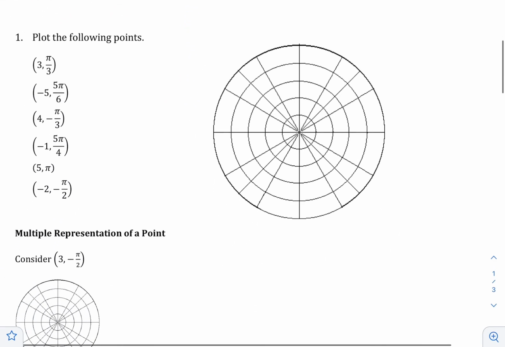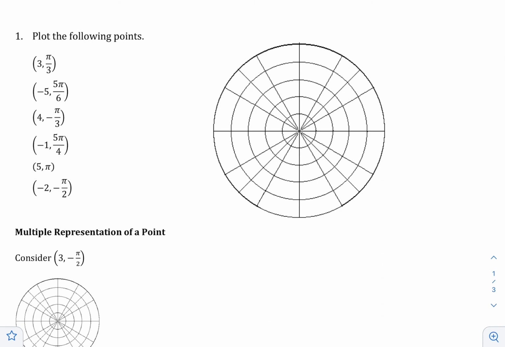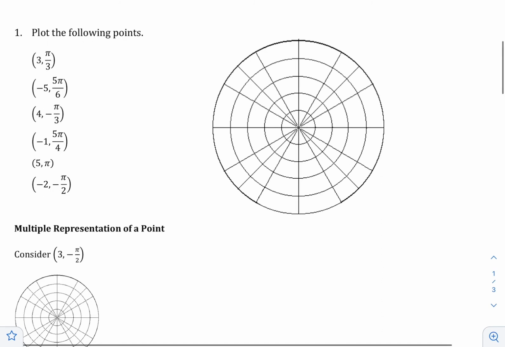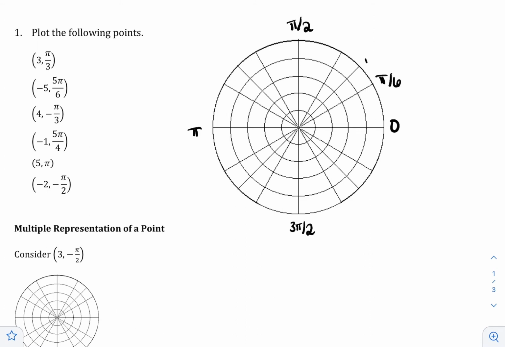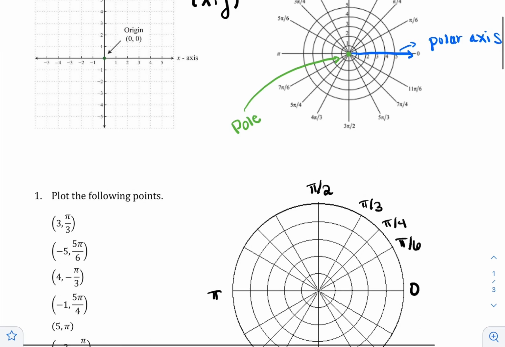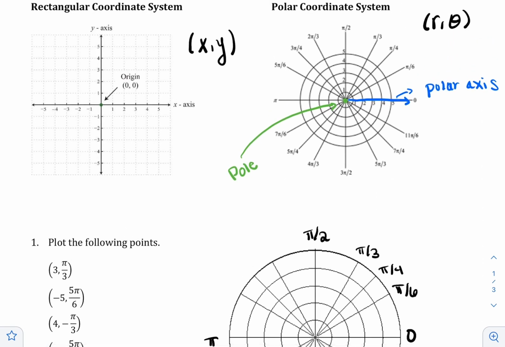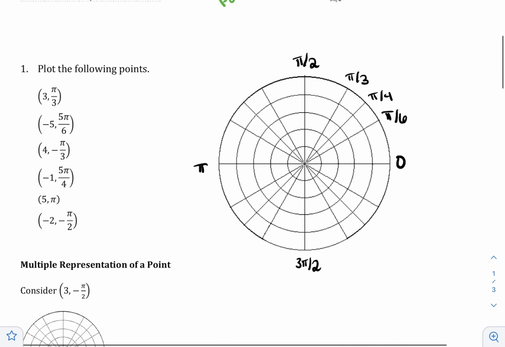So here's a blank polar coordinate system. So again, this is going to be 0. This is going to be pi over 2. This is going to be pi. And this is going to be 3 pi over 2. And then in quadrant 1, this is going to be pi over 6, pi over 4, pi over 3. Okay, so it looks very different than the rectangular coordinate system, which makes sense. It's a different system. So here, this is a circular system.